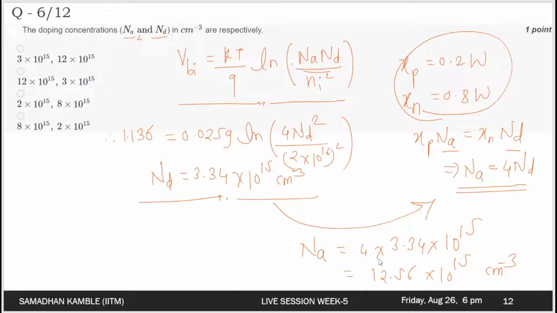So we have the values of Na and Nd. If you take the approximations, the closest answers are 12 into 10 to the power 15 per centimeter cube and 3 into 10 to the power 15 per centimeter cube for the values of Na and Nd respectively. Okay, so let us go to question number 7 now.